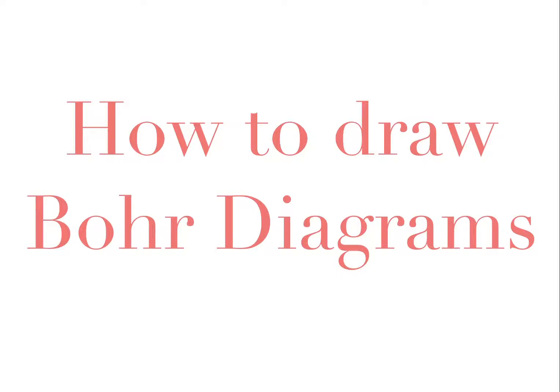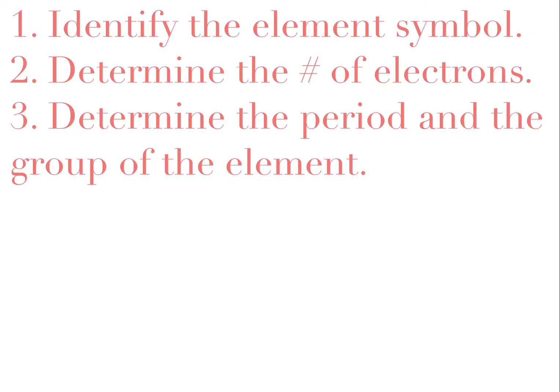In this video, I will be showing you how to draw Bohr diagrams. There are 3 steps to drawing Bohr diagrams. Number 1, identify the element symbol. Number 2, determine the number of electrons this element has. And number 3, determine the period and the group of this element.